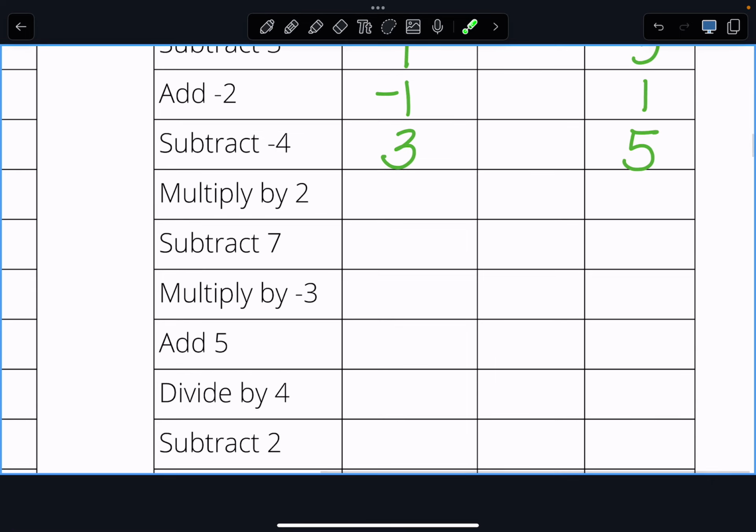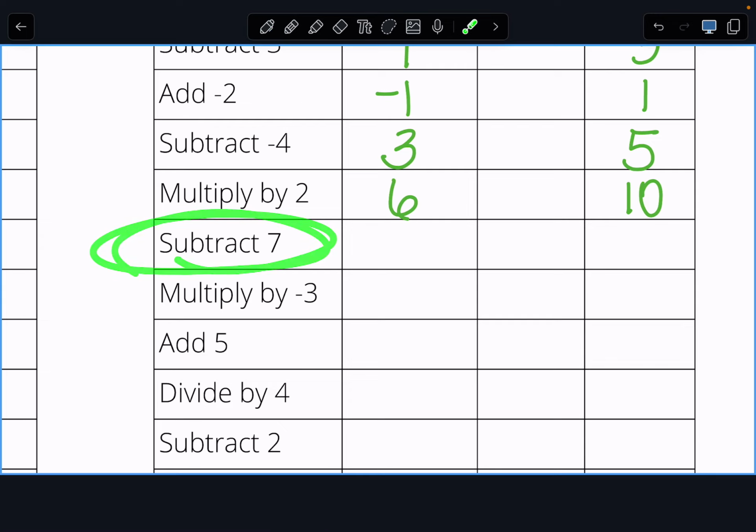Now we're going to multiply by 2. What's 3 times 2? What's 5 times 2? Now we're going to subtract 7. What's 6 minus 7? What's 10 minus 7? Do you not have one? You didn't think to tell me that?